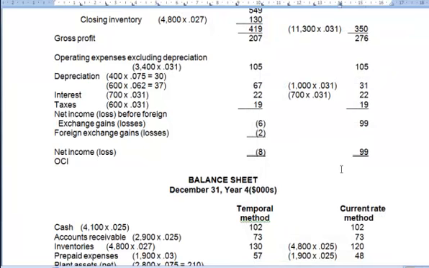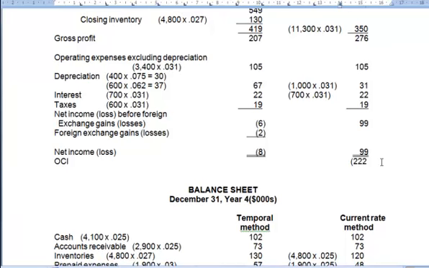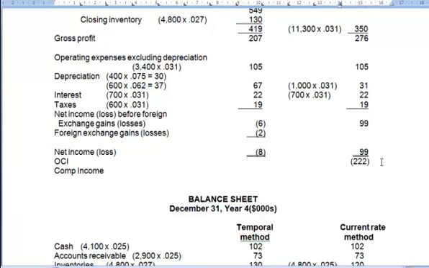Then I would get here a net loss, as we saw, of 222, and that would then give me comprehensive income. Again, the question didn't call for this, but if it did, it would give you comprehensive income of negative 123,000.